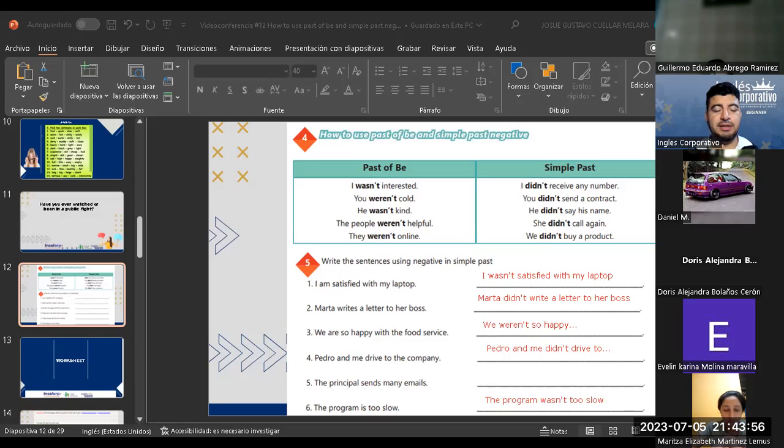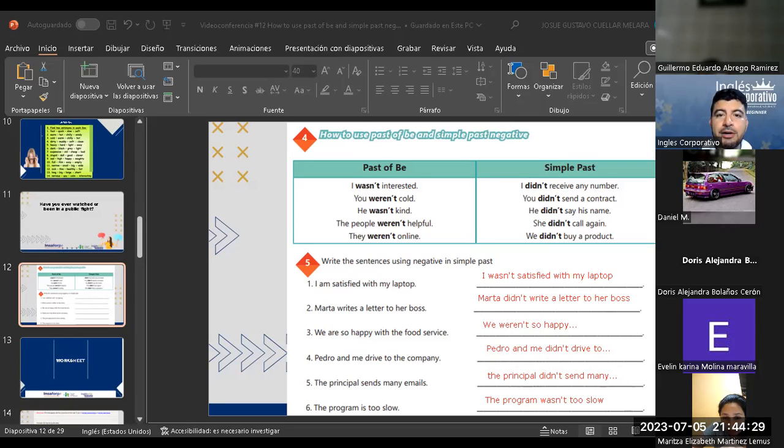The principal. The principal didn't send many emails. Didn't send without S. La S es para presente. Yeah, didn't send many emails. Thank you, my friends. So if you notice, guys, you did really good. Simple, easy. So negatives. Yes, Daniel, tell me. The number four, for what it didn't, you know, wasn't.